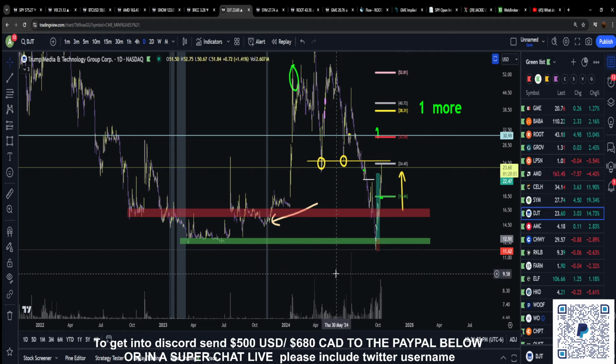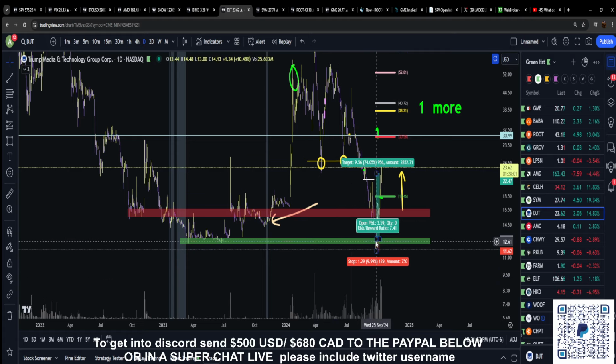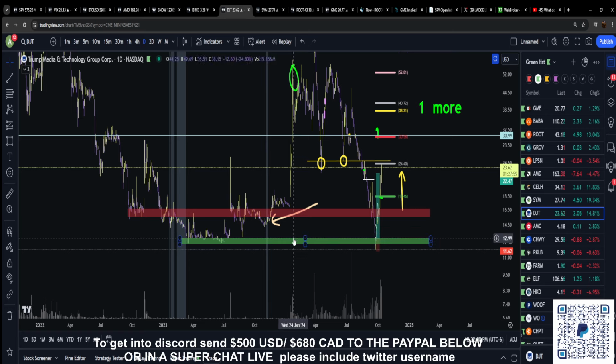So you can see that when DJT started dumping and it first hit the green supportive box, we identified, okay, the stock is now at a potential entry zone. Why is it an entry zone? It is support. Fundamentally, stocks very rarely will just blast through support. It's just not really a thing that happens.